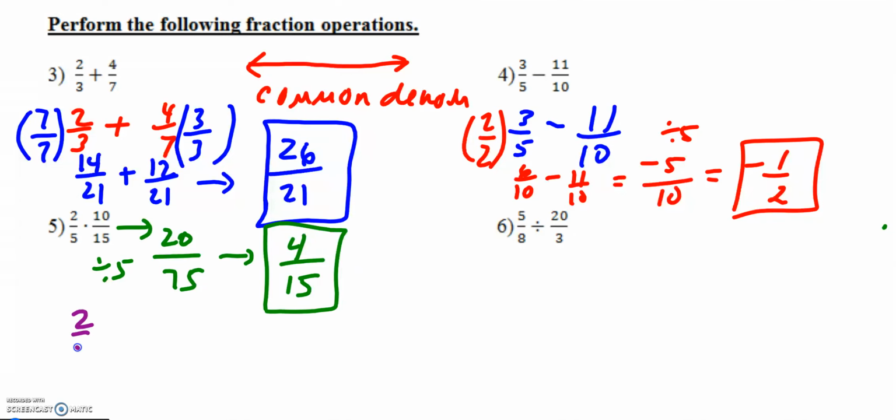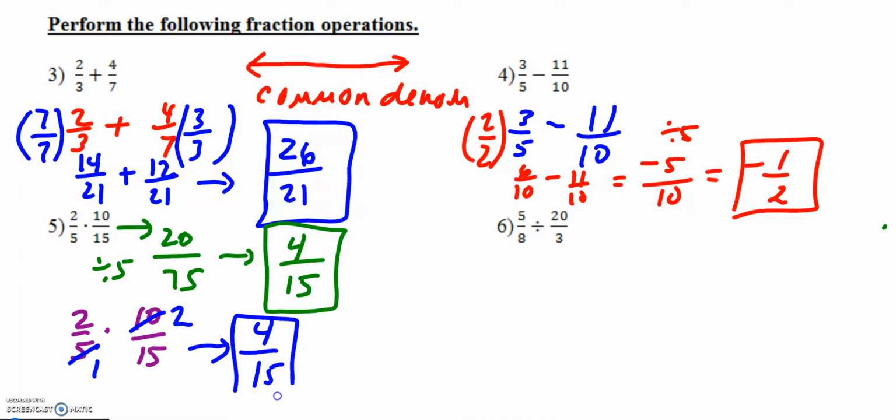Now again, some of you might like the fact that if you cross cancel, 5 goes into 10 twice, so you could reduce it like this and then multiply across. Get 2 times 2 is 4, 1 times 15 is 15, so you get 4/15 this way as well.